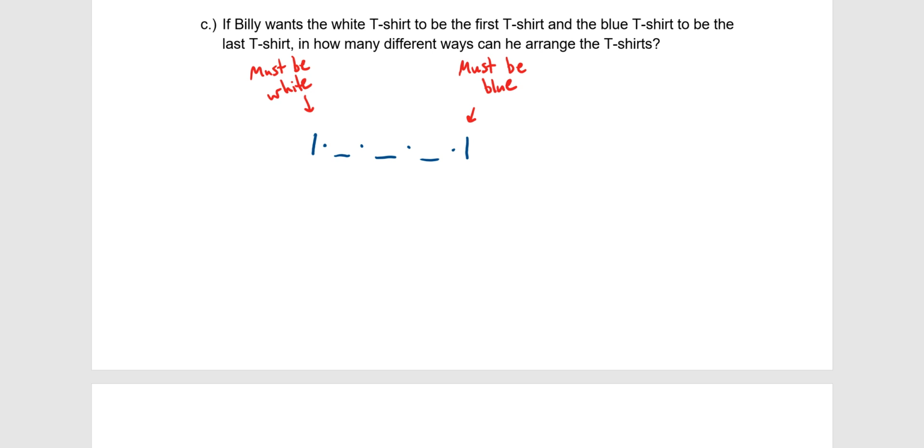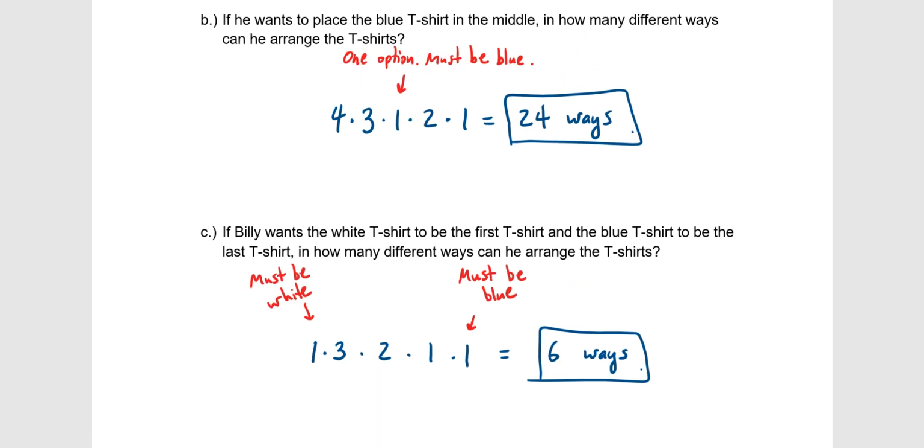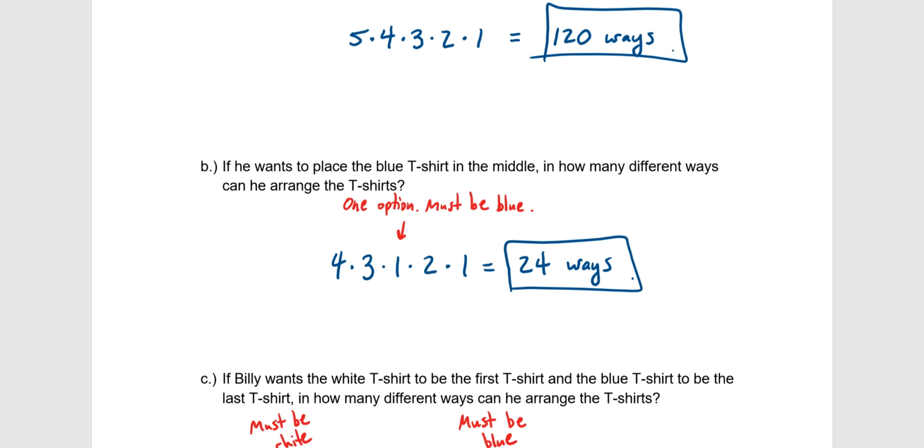So now we're left with 3 t-shirts. For the middle ones, we have 3 options for the second one, then 2 options left for the third one, and 1 option left for the fourth one. So we multiply all of these together and we get 6 only. So there's only 6 different ways that we can arrange them if the first one and the last one have to be specific shirts. So you can see just by narrowing it down like that, it went from 120 to 6.